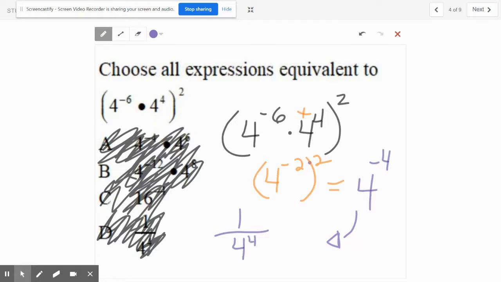Remember, you can never leave a negative exponent as a final answer. You have to flip it. It has to flip and become positive. I just told you, you can never leave a negative as an answer. So don't go ahead and do this and then keep it negative. That defeats the purpose. You have to make it positive. Okay.